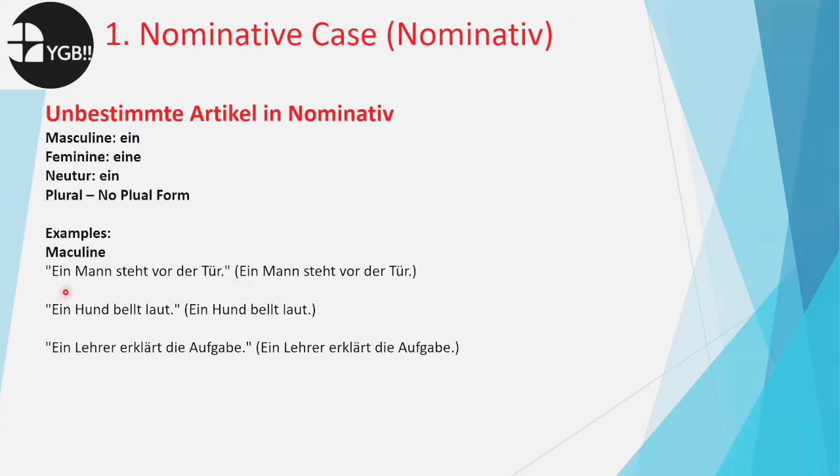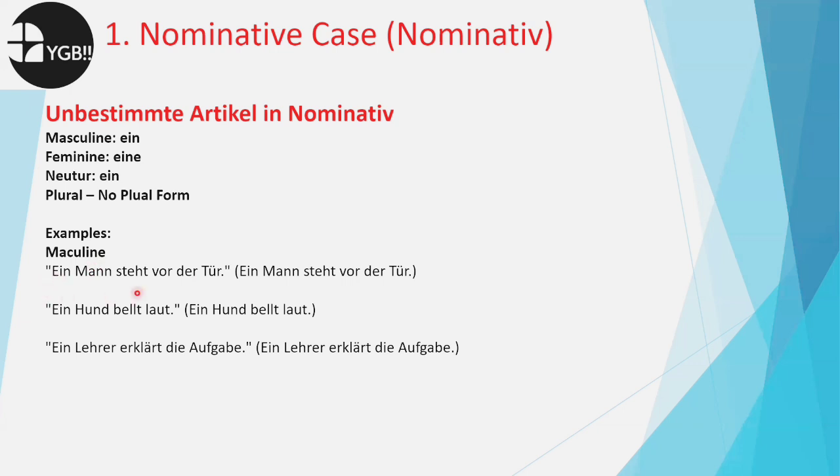So far we have seen examples for the definite article der, das, die. Now in nominative, let us see the unbestimmte article, that is ein or eine. Masculine ein, feminine eine, neutrum ein. As I mentioned in the previous video, there is no plural form in German for ein or eine. So examples, let us see.